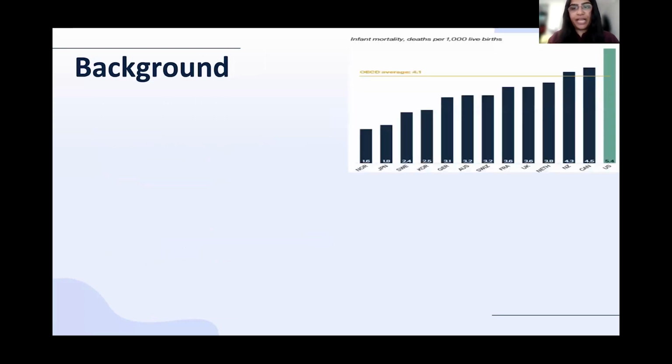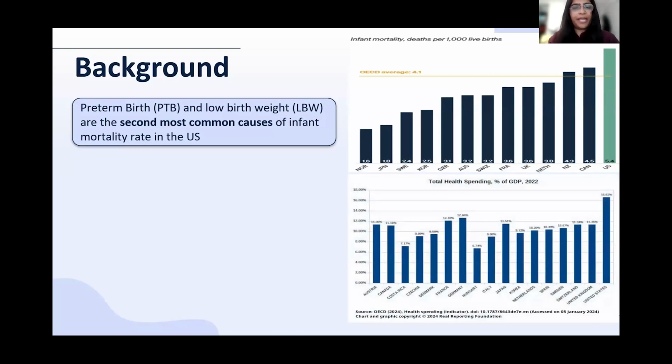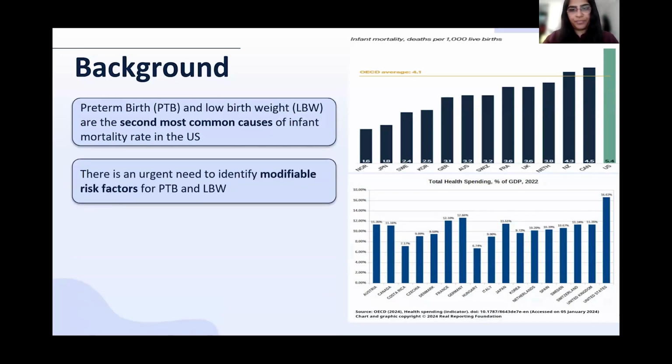To give a little background, the United States is facing persistently high infant mortality rates amongst all other peer nations. According to recent statistics, the infant mortality rate in the United States is 5.6 deaths per 1,000 live births. Preterm birth and low birth weight are the second most common causes of infant mortality in the US. Despite spending almost 17% of its GDP on healthcare, which is the highest in the world, the US continues to exhibit inferior health outcomes. Given the concerning statistics, there is an urgent need to identify modifiable risk factors for infant mortality and reduce its burden.